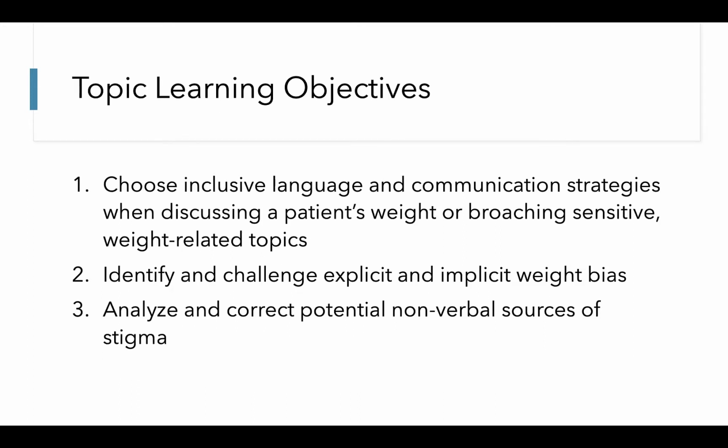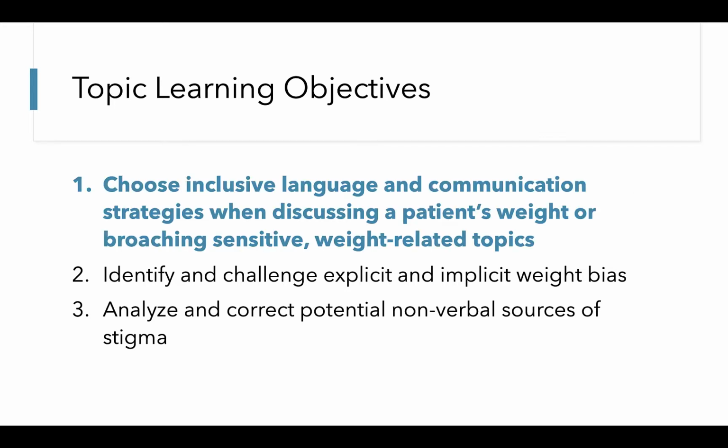We have 3 learning objectives for this topic. By the end of this series of videos, you will be able to choose inclusive language and communication strategies when discussing a patient's weight or broaching sensitive weight-related topics. Second, you'll be able to identify and challenge explicit and implicit weight bias. Third, you'll be able to analyze and correct potential nonverbal sources of stigma. This video will cover the first learning objective, choosing inclusive language and communication strategies.